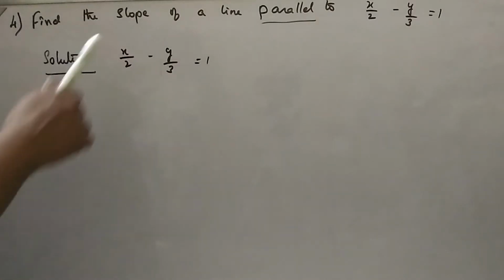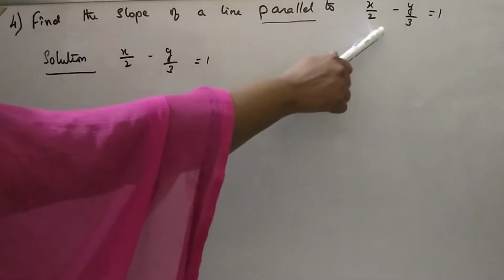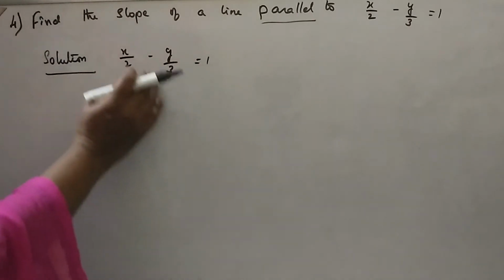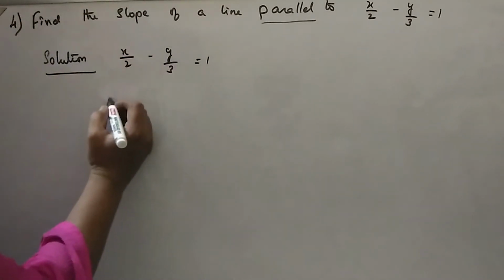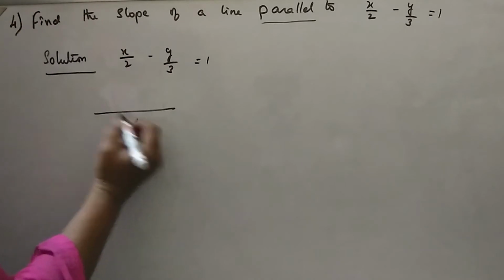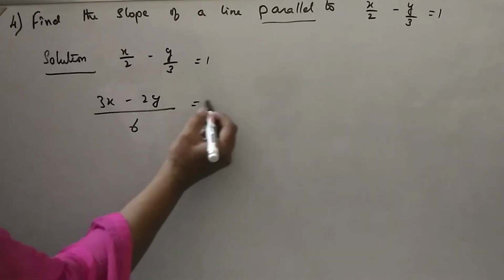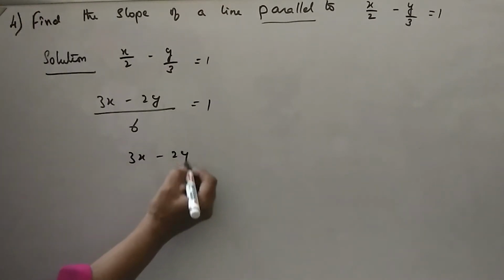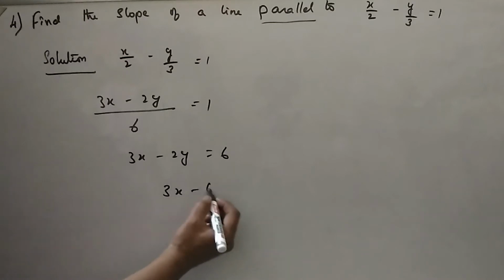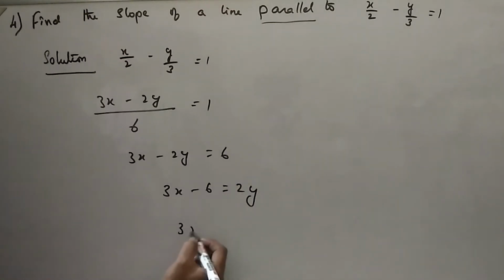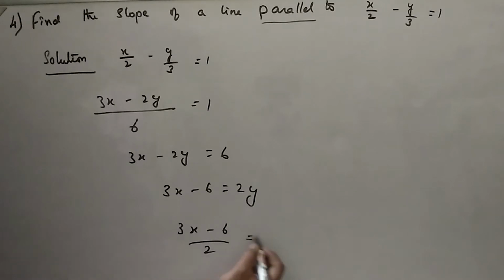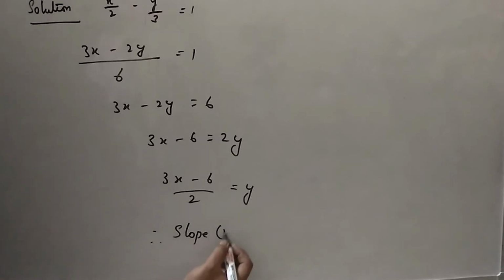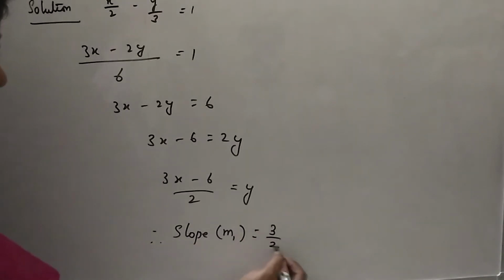Okay. Find the slope of a line parallel to x upon 2 minus y upon 3 is equal to 1. Get the slope of the line. You write x, take LCM first, 6. 3x minus 2y is equal to 6. Then 3x minus 6 is equal to 2y. Then y is equal to 3x minus 6 upon 2. Okay. Slope m1 is 3 upon 2.